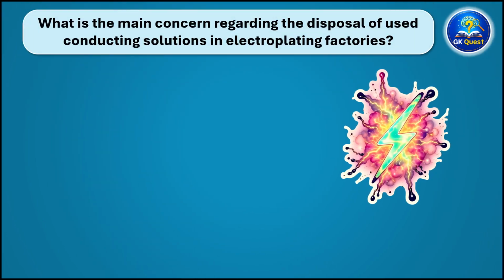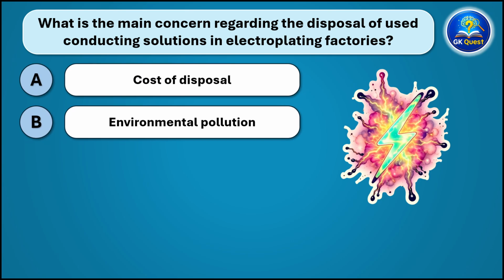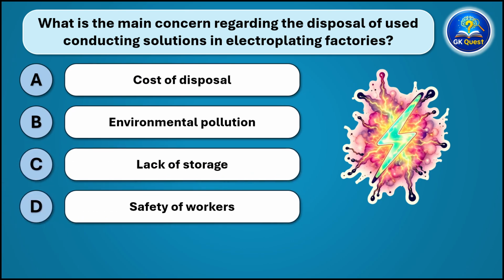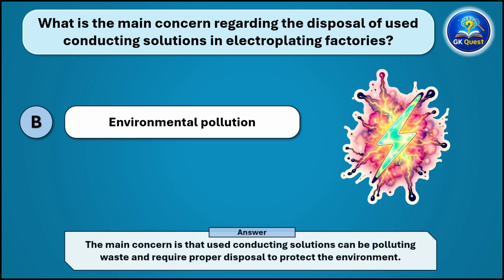What is the main concern regarding the disposal of used conducting solutions in electroplating factories? And the correct answer is the main concern is that used conducting solutions can be polluting waste and require proper disposal to protect the environment.